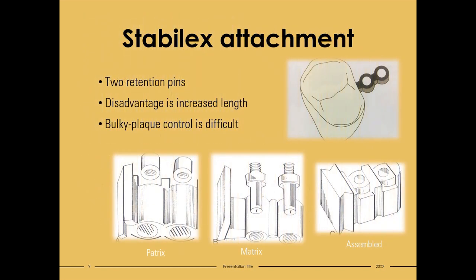Tablex attachment, which is again a rigid extracoronal attachment. So this has a very long projection unit with slots for two pins, and the main disadvantage is the increased length, and also plaque control is difficult since it is bulky. It is usually preferred for long edentulous spans.